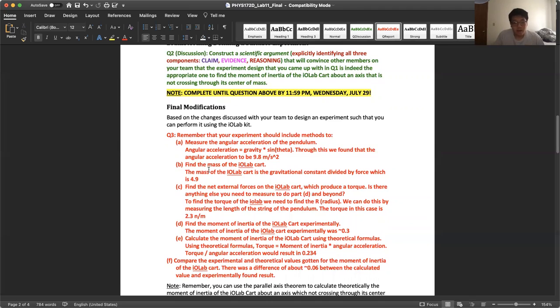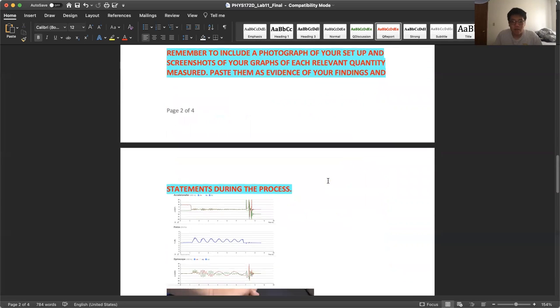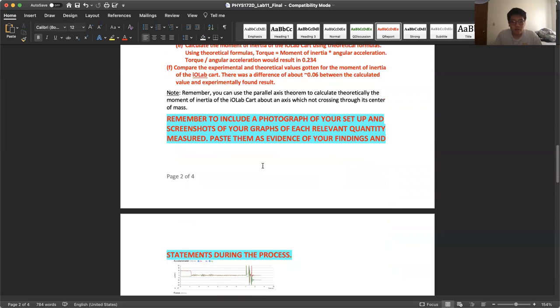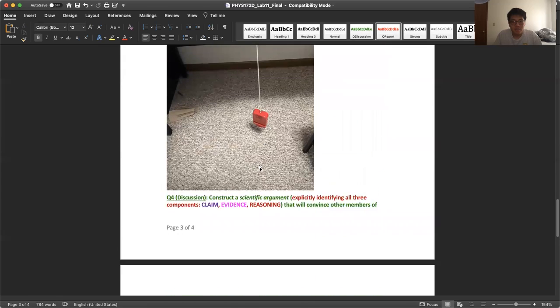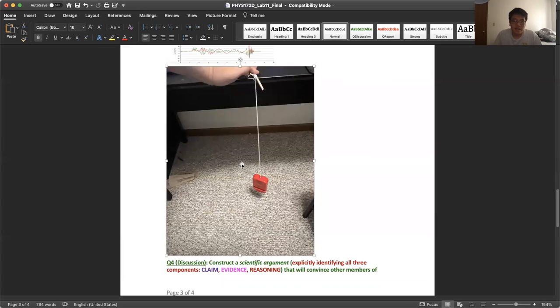To find the mass of the IOLab cart, we do it every single time: you use a force sensor, attach it, and through that you're able to calculate your force, which is basically your gravitational constant divided by your force, which is 4.9, found in this graph right here at the bottom. It just sways back and forth because it was on a pendulum. We always do it this way. I didn't take a better picture, but you swing it up and down, from this way to this way.